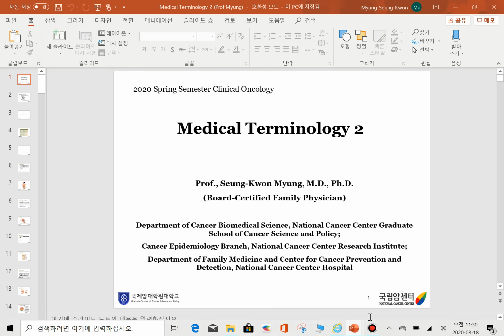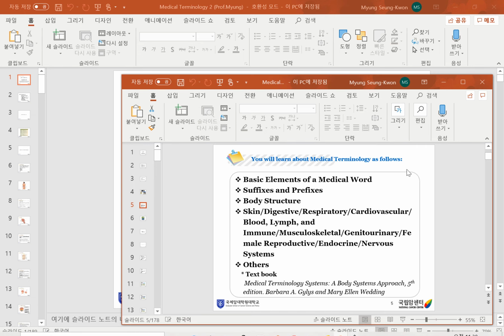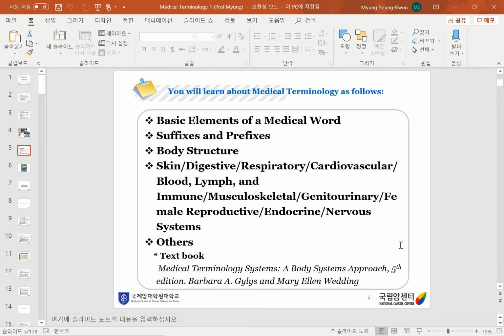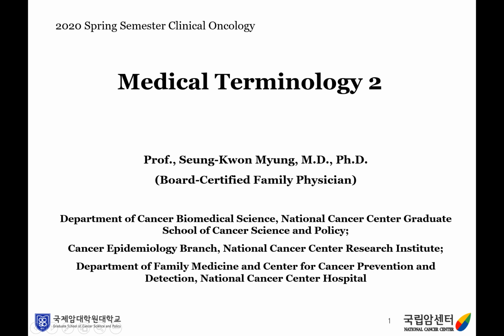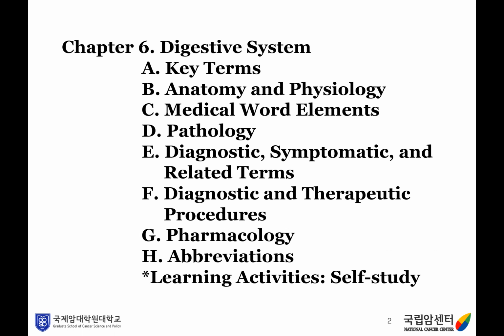Previously, last week, at the first lecture, I talked about the basic elements of a medical word, suffixes and prefixes, body structure, and also the skin system. Today, I'm going to talk about the digestive, respiratory, and cardiovascular systems. Okay, let's get started. The first one is Chapter 6, Digestive System.